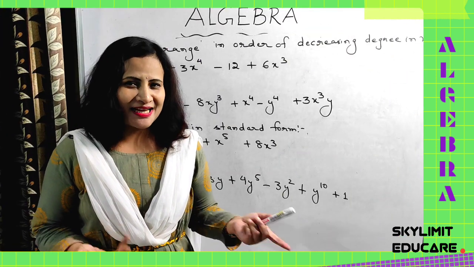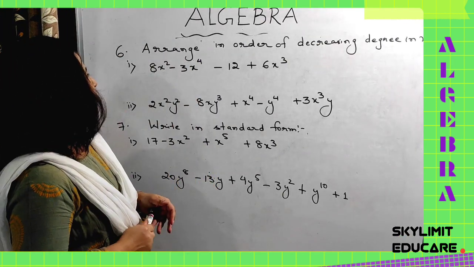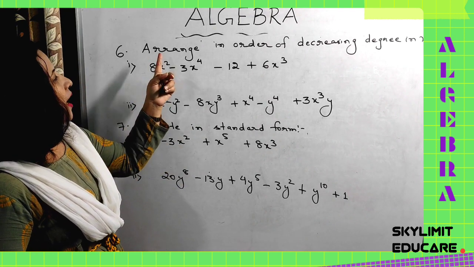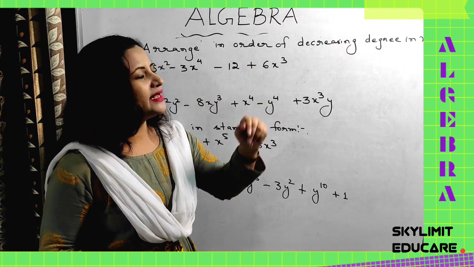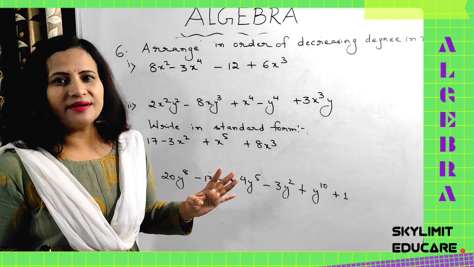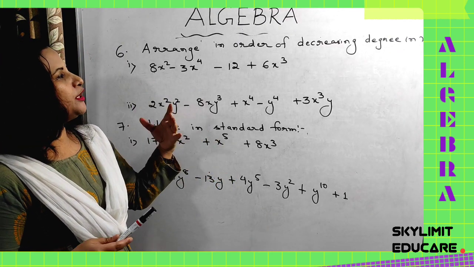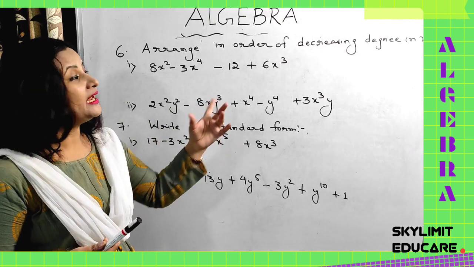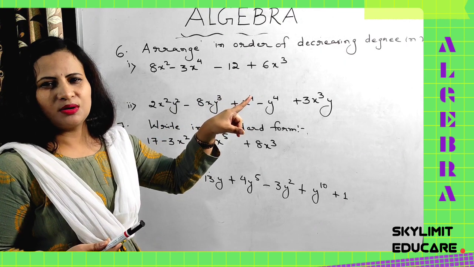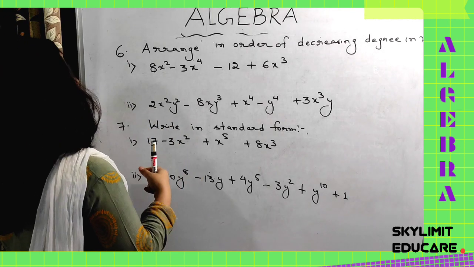So now let us come to the next category of questions. Here I have done the questions for you all. Arrange in order of decreasing degree in x. You are given some terms here, and you have to arrange them in order of decreasing degree in x. So you have to consider x here.